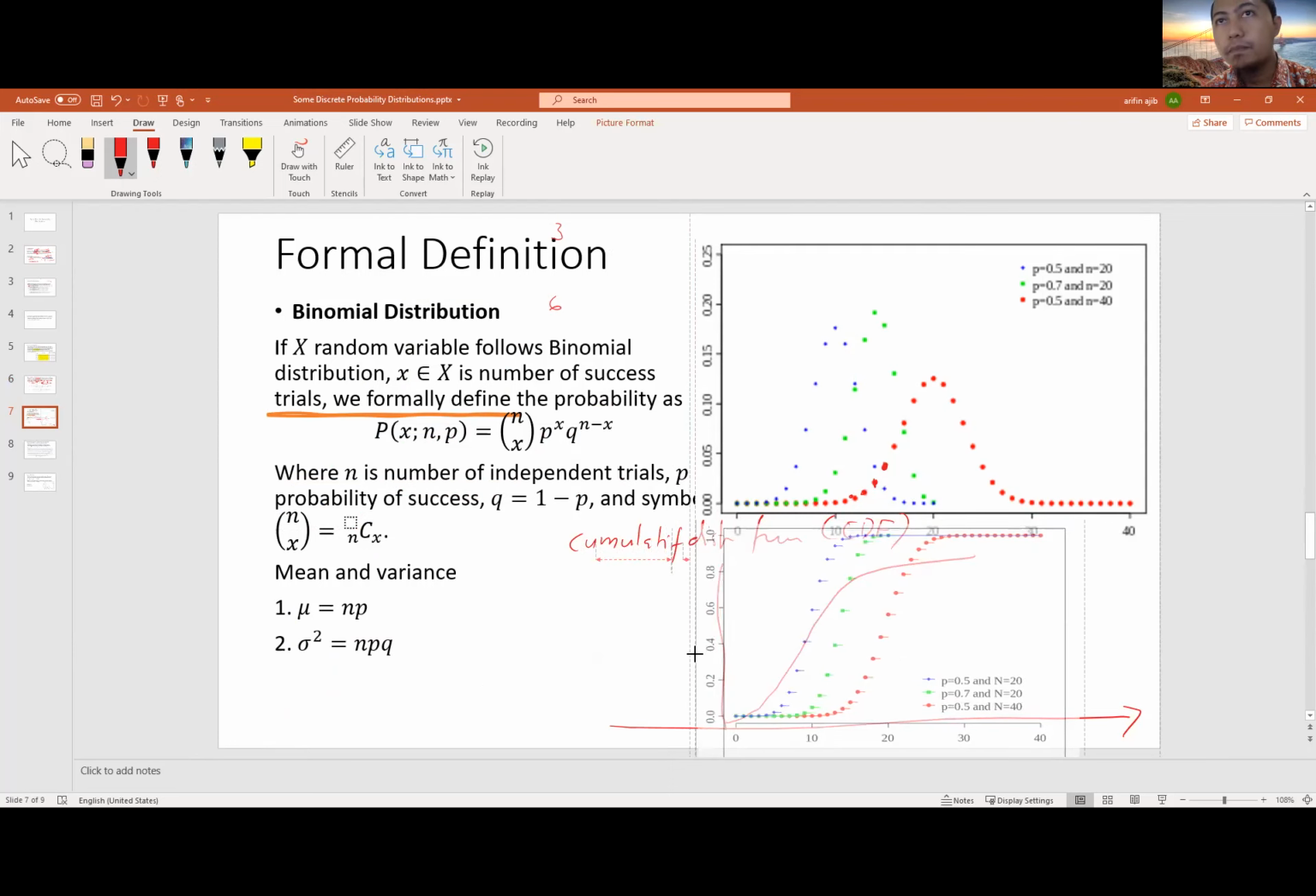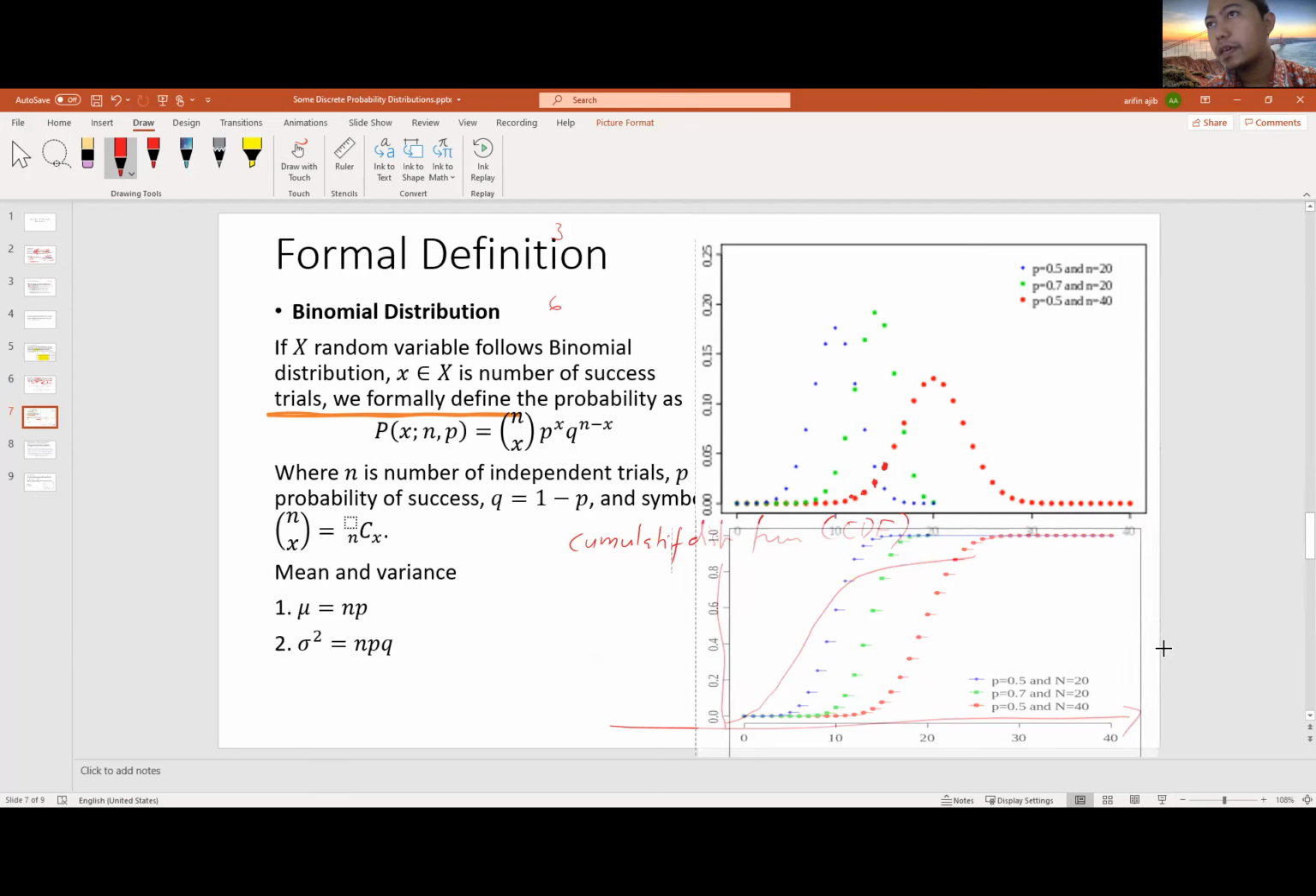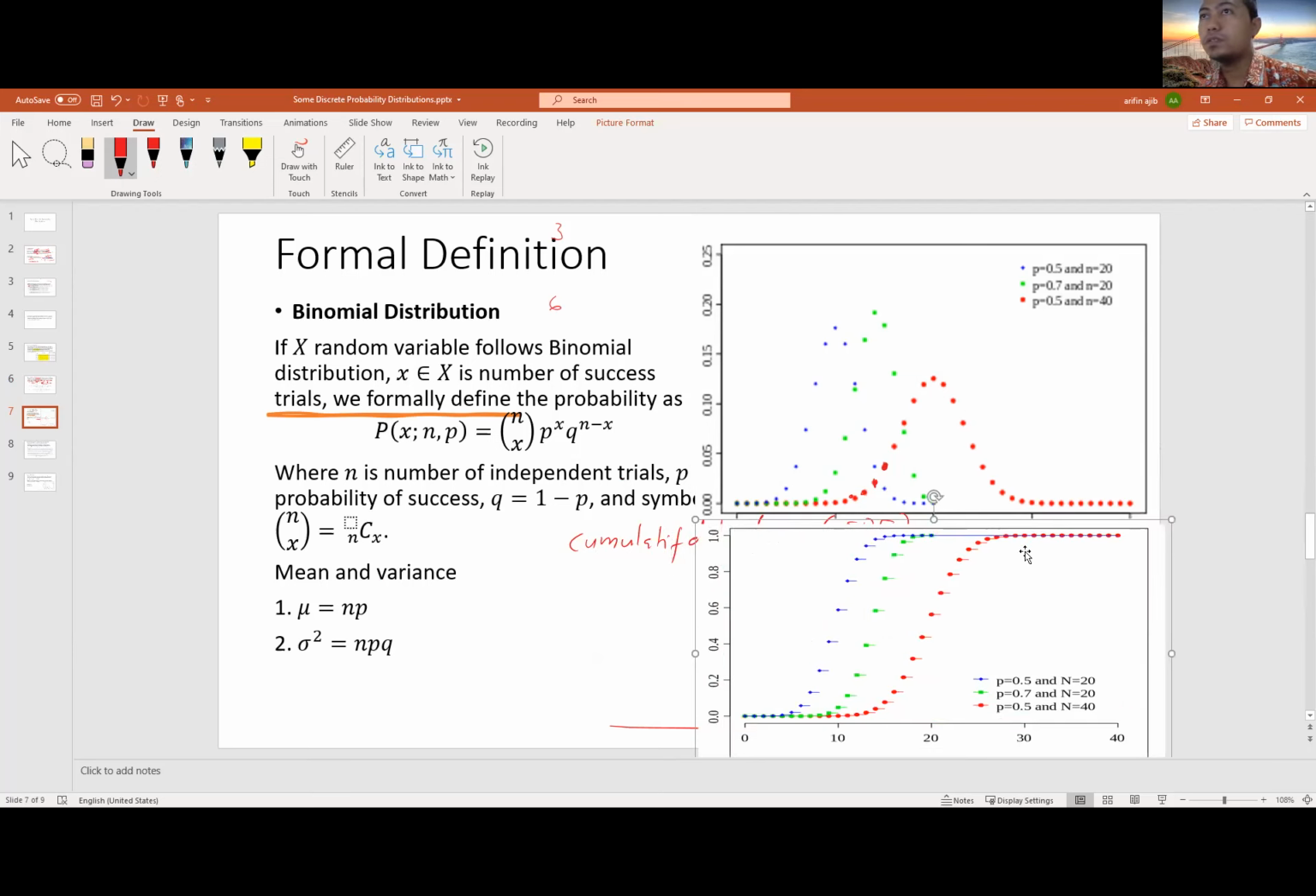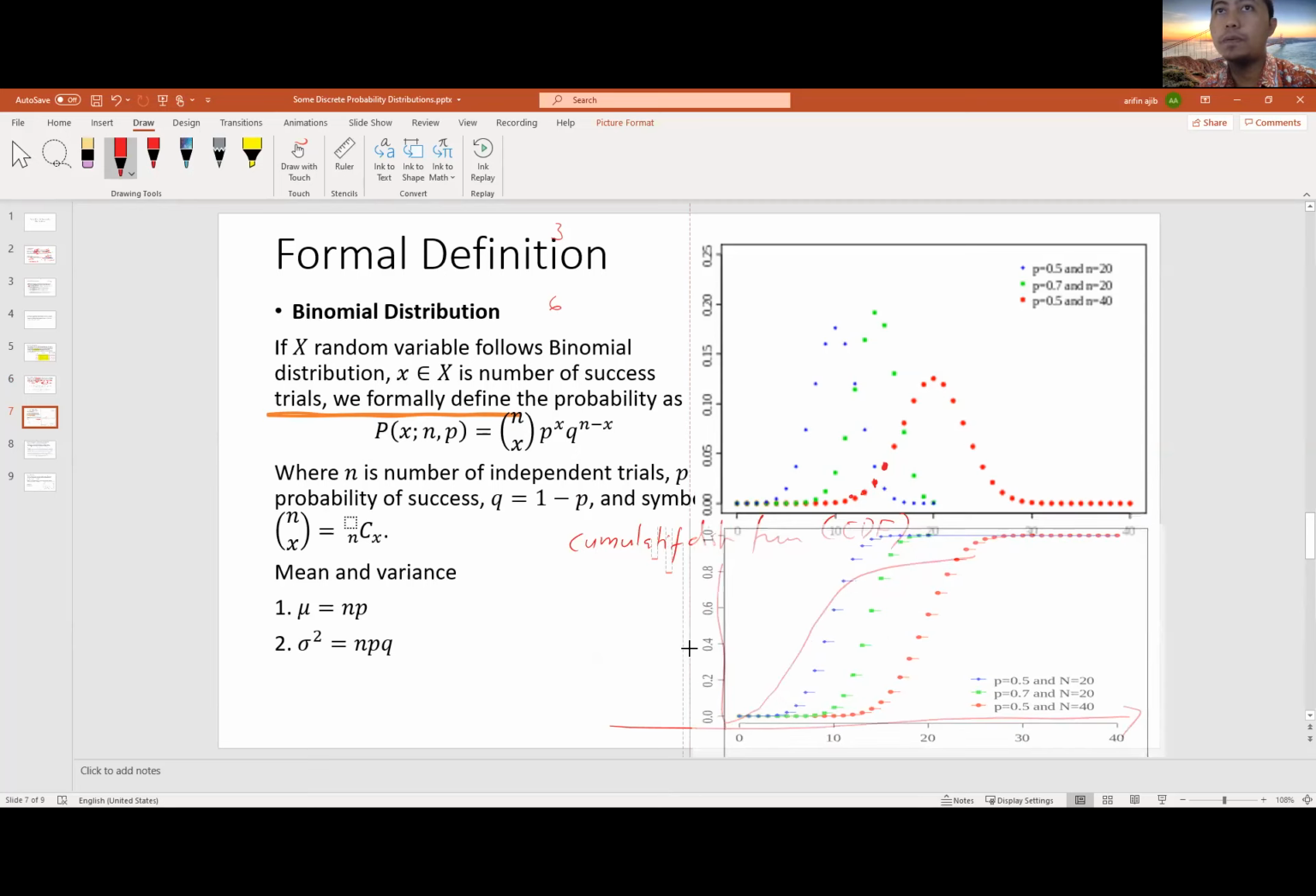To make it exactly the same scale, so you can see now the upper is the probability distribution function, and the lower is the cumulative. The meaning of cumulative is that we accumulate the previous X. That's why you can see the red one. Please compare the upper and the lower.